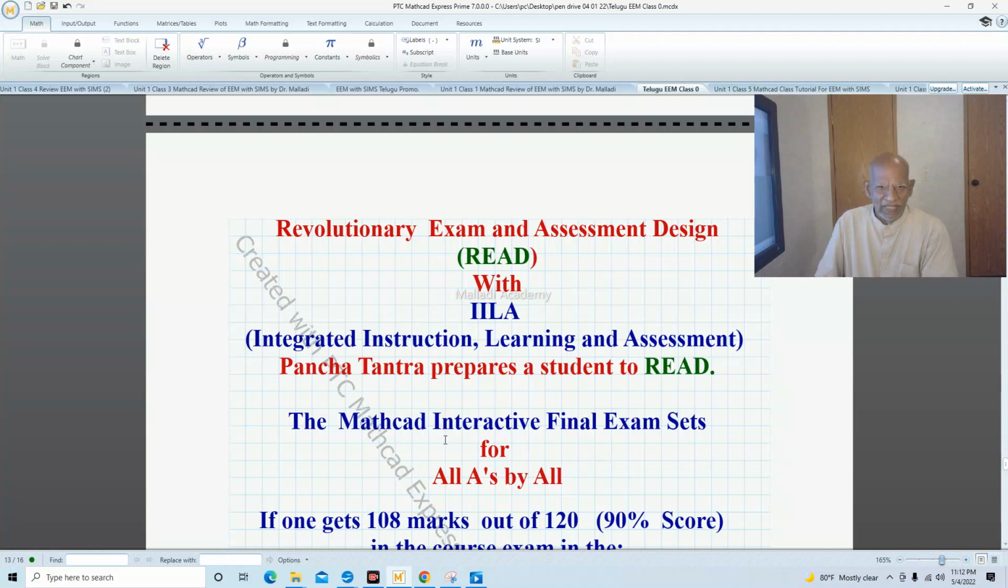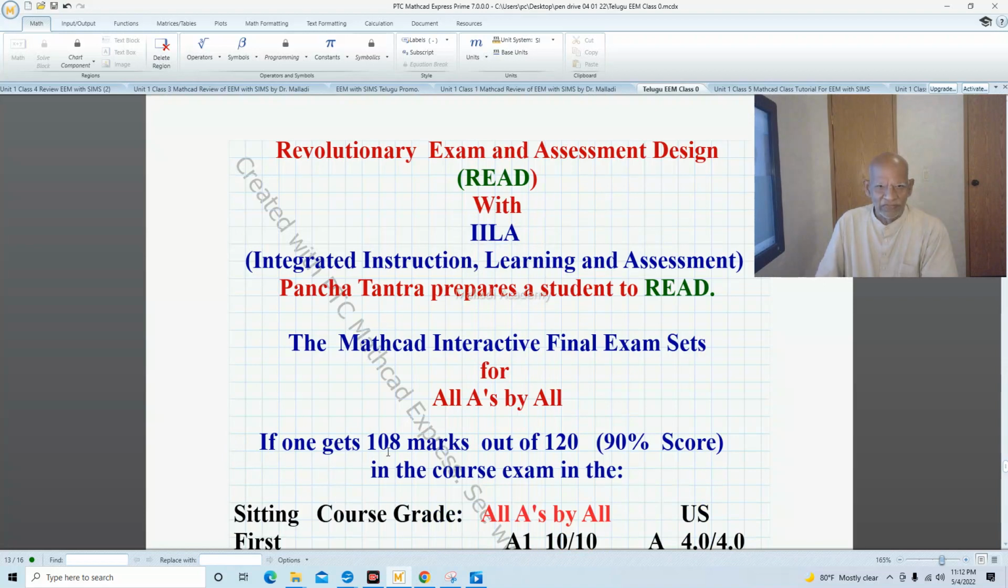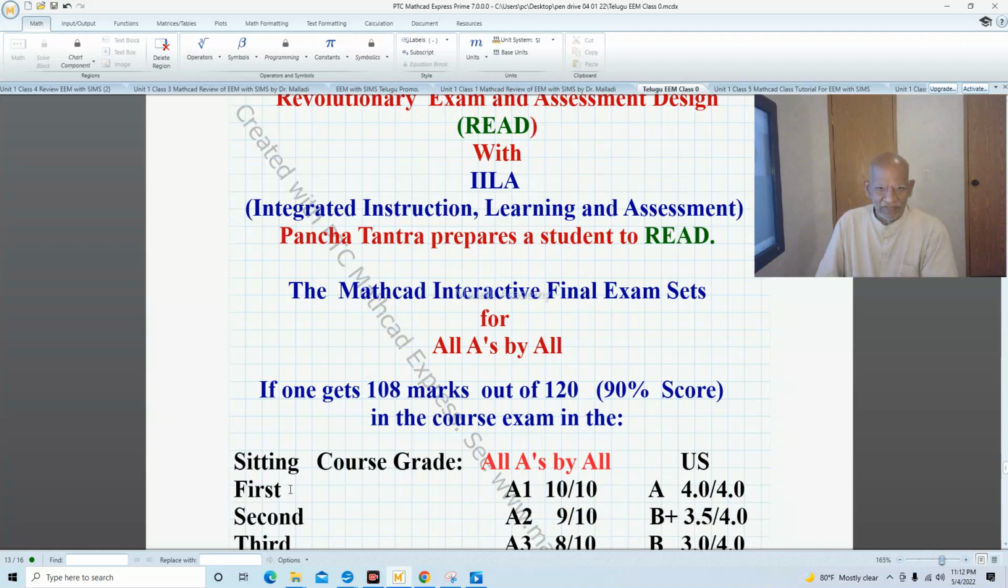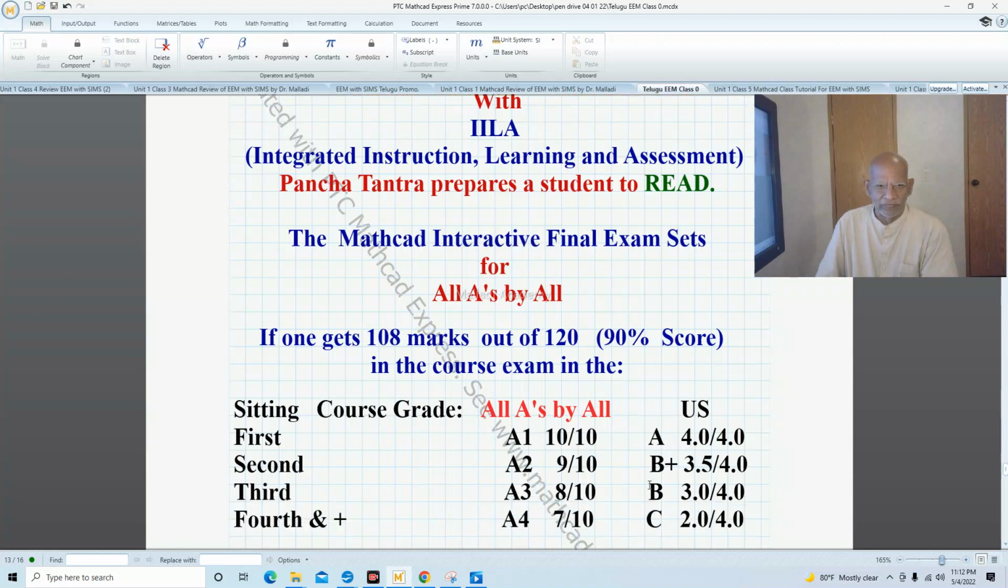Now, the MathCAD interactive final exam sets for all yes by all are, if one gets 108 marks out of 120, that is 90% score in the course exam in first sitting, the course grade of all yes by all is A1, that is 10 by 10. It corresponds to A grade of US, 4 by 4. Now second one, in the second sitting, if you miss 90, you have a chance to a second chance with the appointment with the examination center, properly proctoring. A2 is 9 by 10. So third is A3 is 8. Fourth is 7 by 10, corresponds to C.